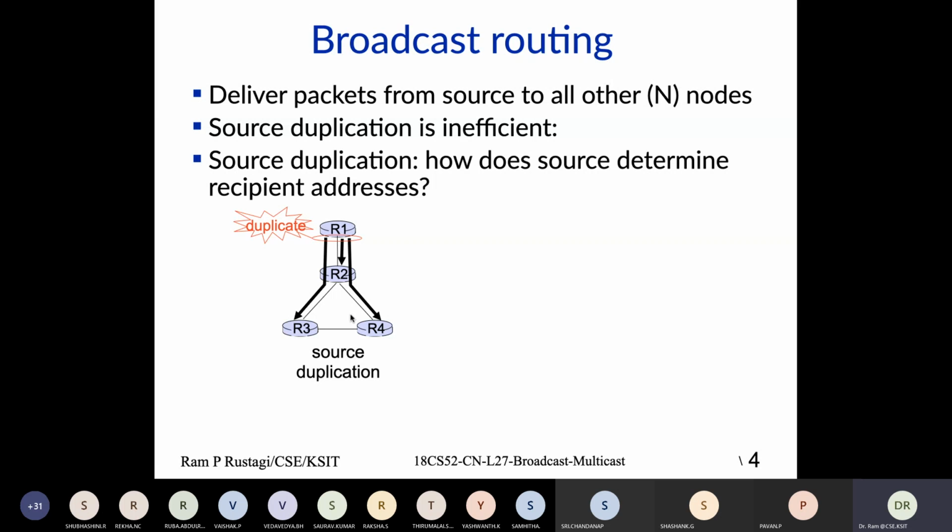The other problem is, how does the sender know what the machines are? Do we need to build another protocol to determine how many machines there are in the network? That means every time somebody joins or leaves, they should communicate to everybody, I'm there, I'm not there. And that routing protocol itself will be too complex.